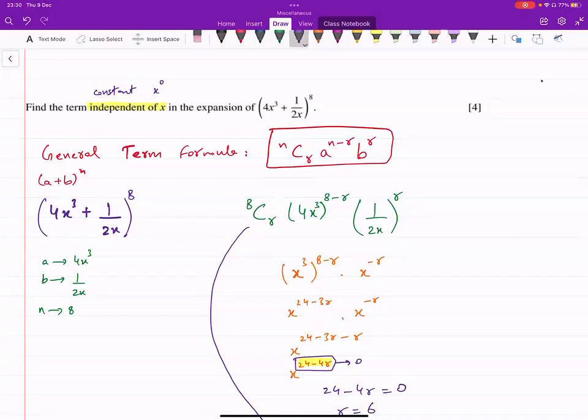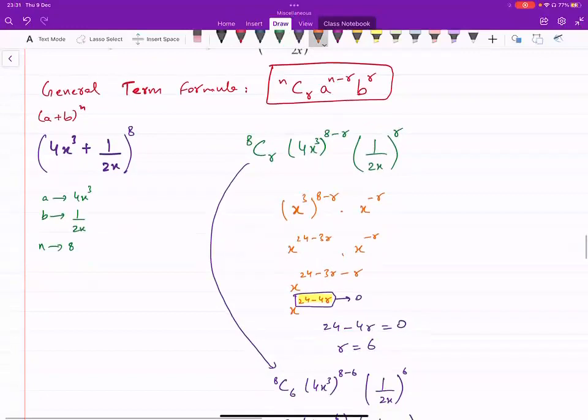Now, what do we want? We're looking for the term that is independent of x. यानी कि we're looking for the term that has x power 0. तो आपने क्या करना है? इस power को 0 कर देना है. So 24 minus 4r equals 0. ठीक है, आपने उसको 0 के equal कर दिया because you want the power of x to be 0. That is going to give you the value of r.